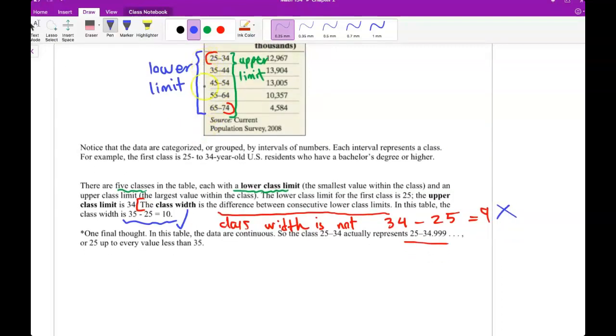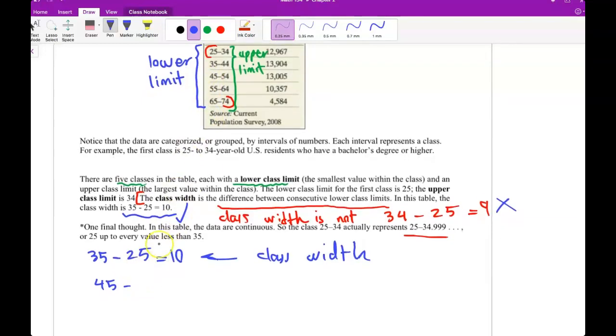So starting from that part, we used 35 minus 25, which was the class width, equal to 10. Now what if you tried 45 and 35, these two classes? Again, we have 10. You should use consecutive classes. The class width is the difference between consecutive lower class limits. You're not able to subtract 65 minus 45. That is wrong.